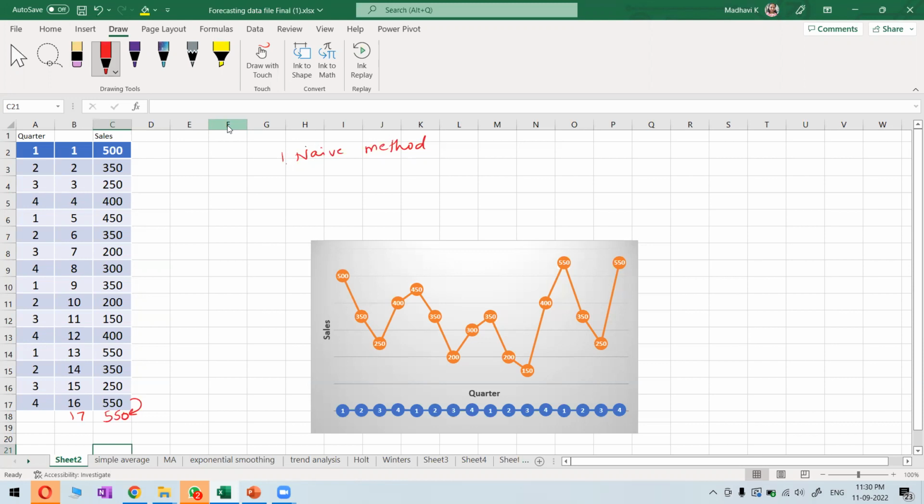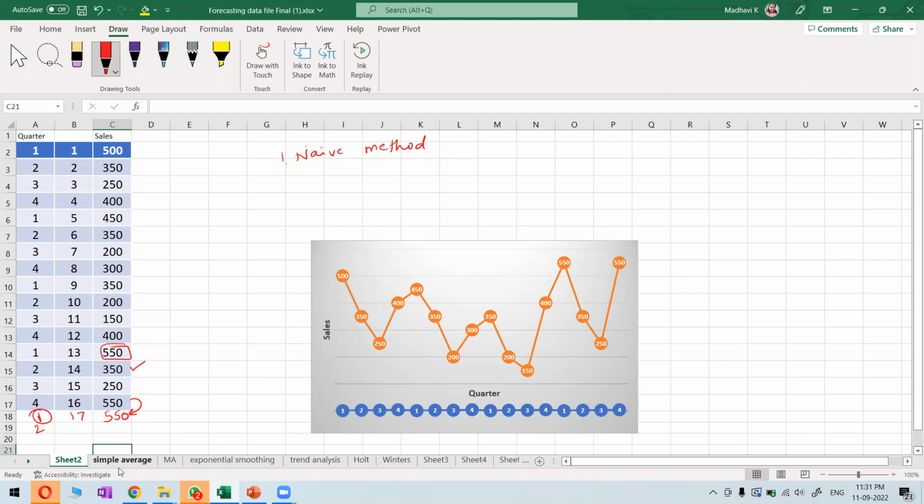So this is the naive method, and in case we want to go for a period-specific, like quarter-specific, forecasted value, we consider that particular quarter. What was the previous value that exists? In this case, it happened to be the same value, 550, but otherwise we will be considering the same quarter one. So in case of quarter two, if we want to take it based on seasonality or other reasons, then the value will become 550.